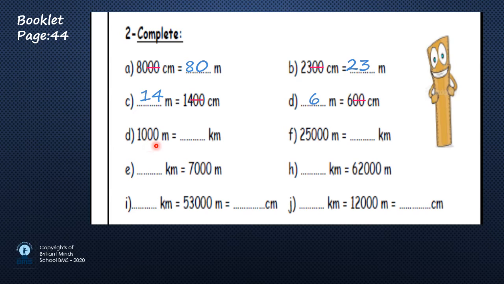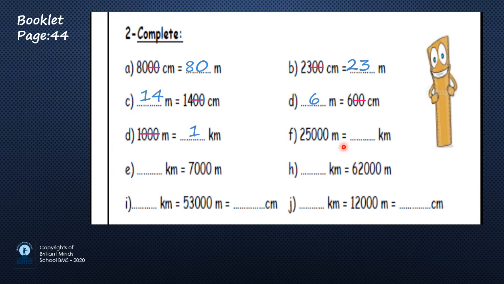Number D. The next one. 1,000 meter. 1,000 meter equal how many kilometer? Without cancelling or without anything, we said 1 kilometer equal 1,000 meter. But if we want to answer by the steps, we are moving from meter to kilometer, from small to big, so we gonna divide. Divided means cancel zeros. Super. So how many zeros we gonna cancel? 3 zeros because we divided by 1,000. What left? 1.